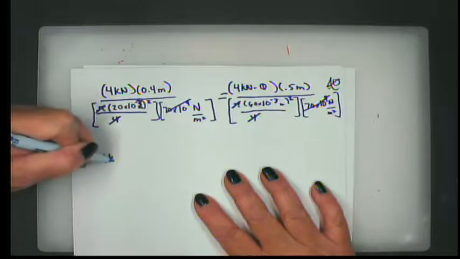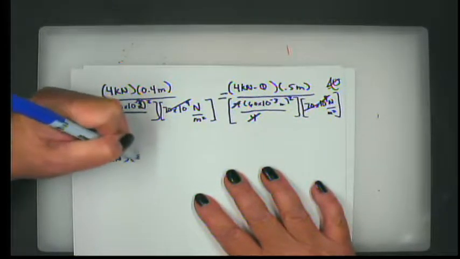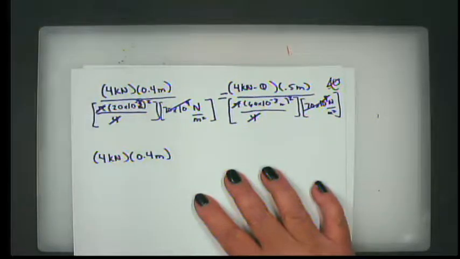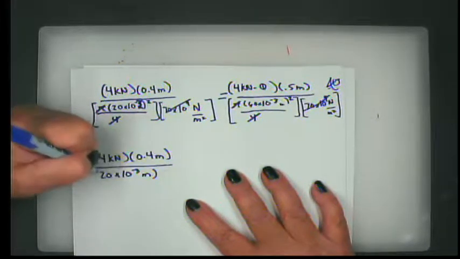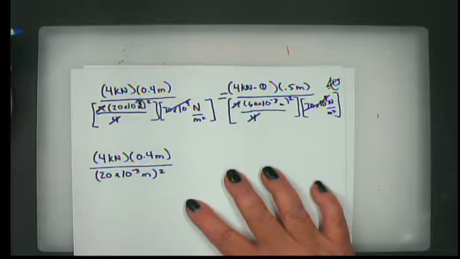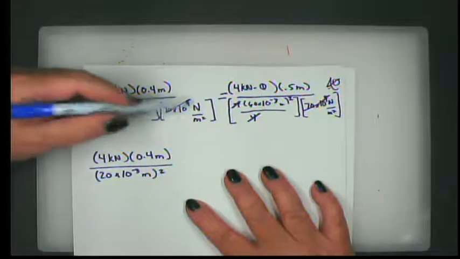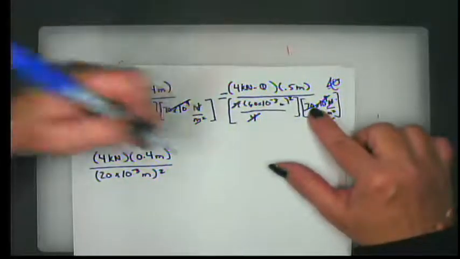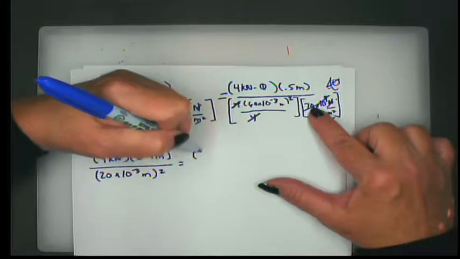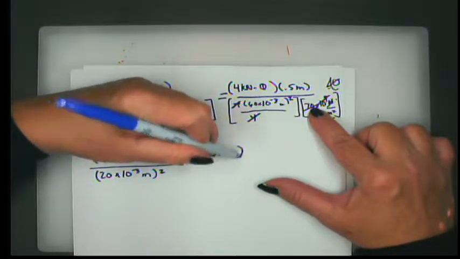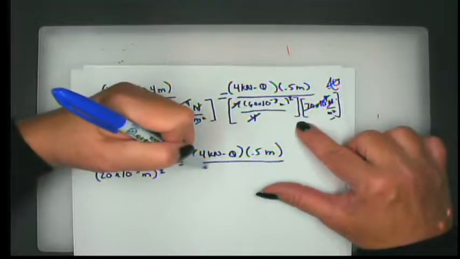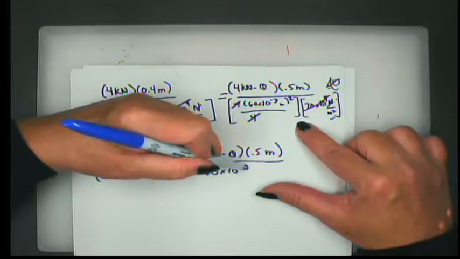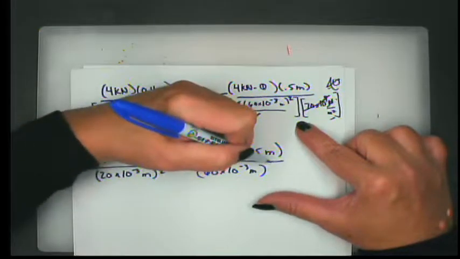I have 4 kilonewtons. It'll be simpler again in a minute, but I didn't want to do this all in one step. Times 0.4 meters divided by 20 times 10 to the negative 3 meters, quantity squared. And these units also are gone, aren't they? Equals 4 kilonewtons minus Q times 0.5 meters divided by 60 times 10 to the minus 3rd meters, quantity squared.